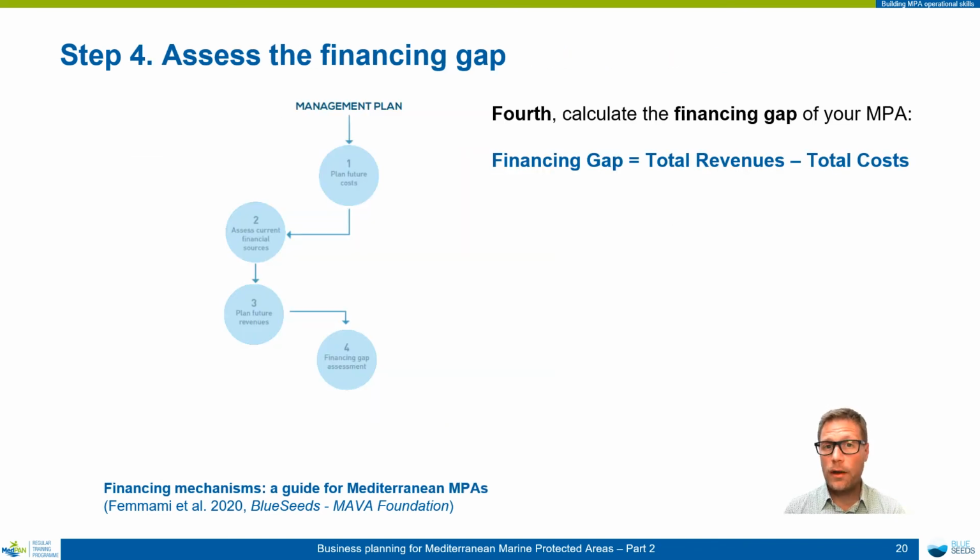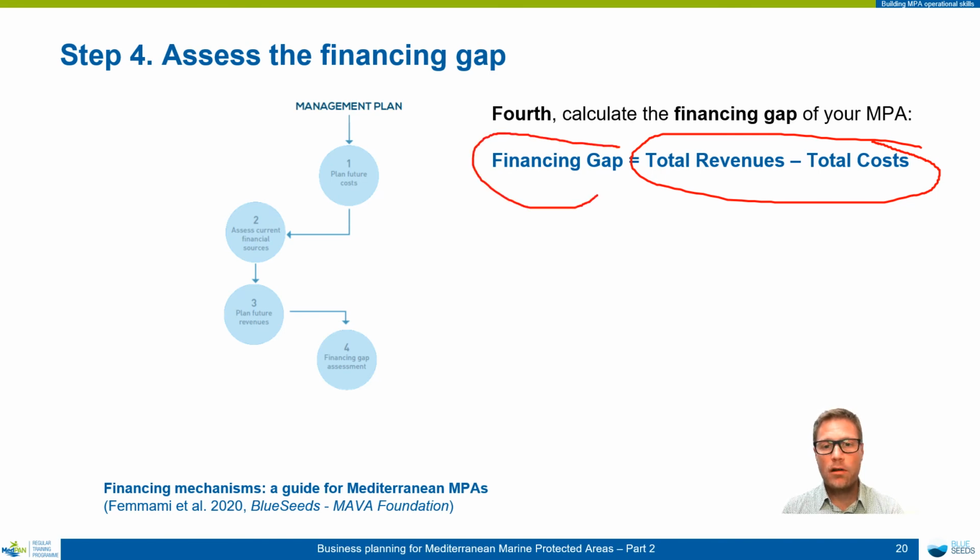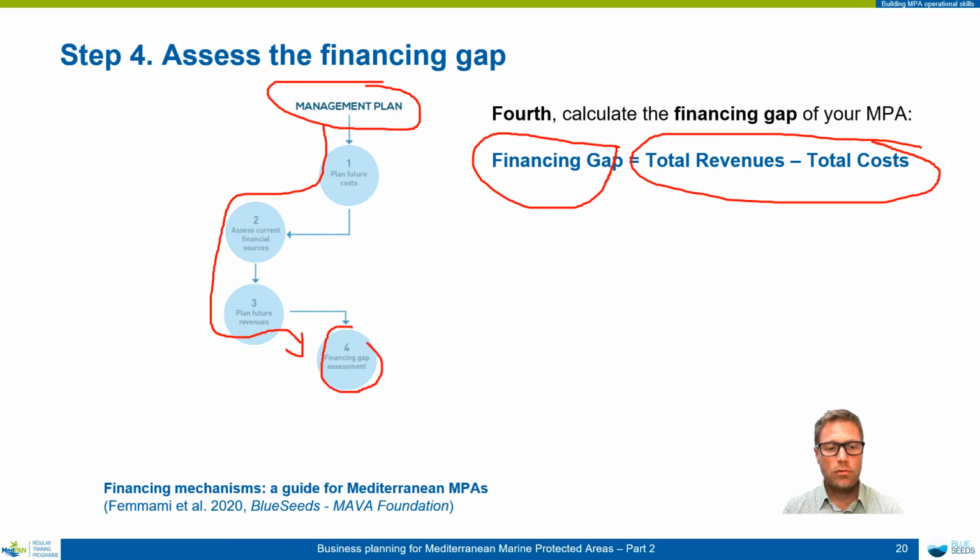Now, the fourth step to your financial planning is to assess the financing gap of your MPA. Now, this is really the easiest part because you've done all the work. Now that you've entered the total revenues and the total costs to reach your conservation objectives, the financing gap will be calculated automatically by the business plan tool. So enter these revenues and enter these costs, and the business plan tool will calculate automatically your financing gap.